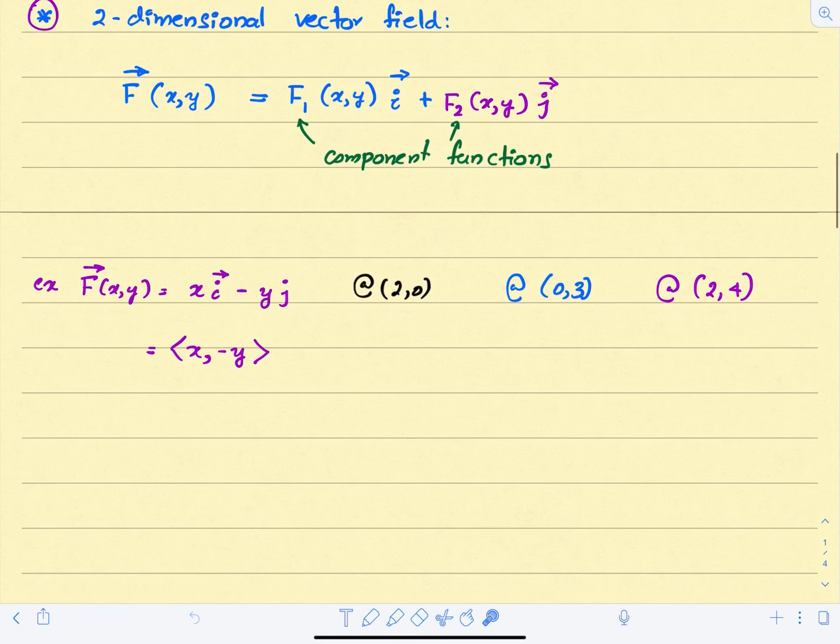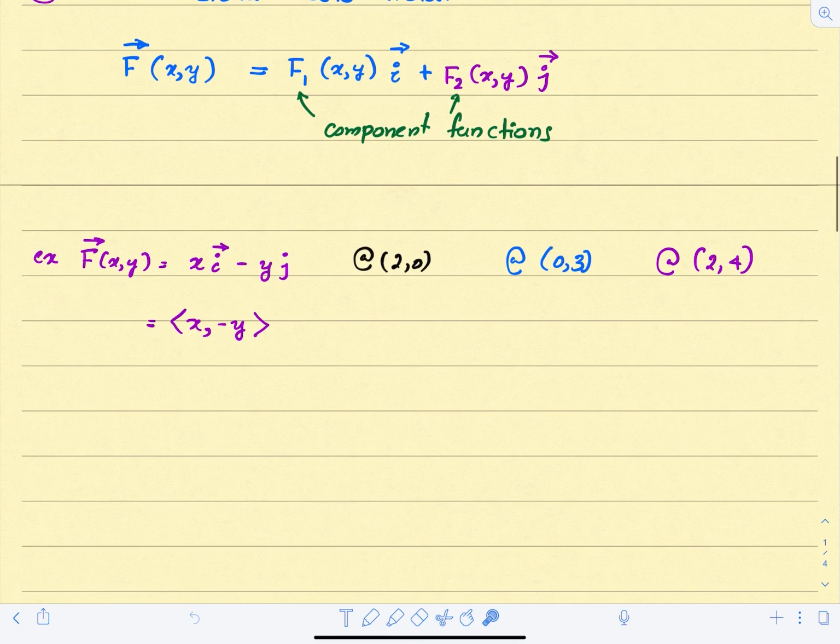Here is an example of a two-dimensional vector field. Your vector field F equals xi minus yj. Or sometimes we write the same vector field like this, using angle brackets. So your first component is x, your second component is negative y.